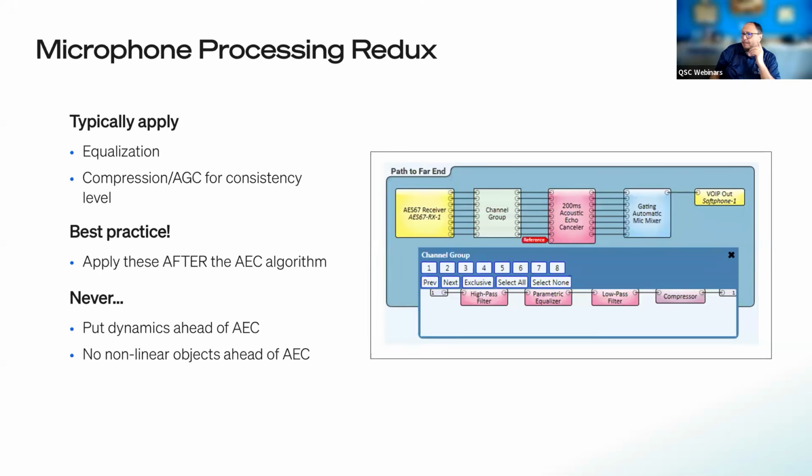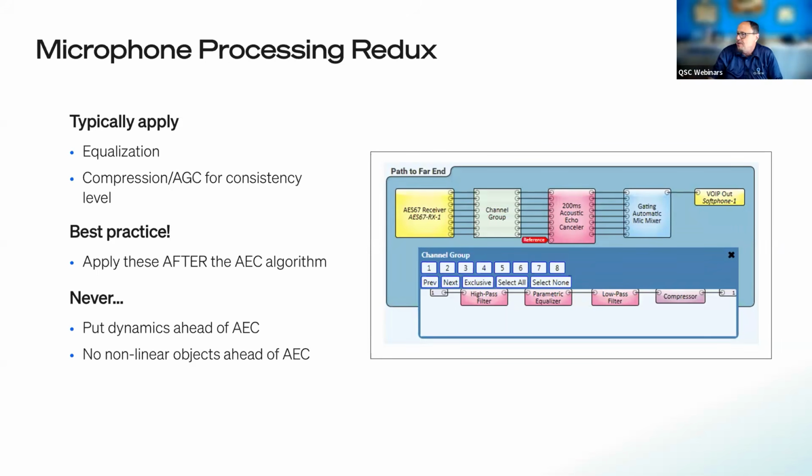Microphone processing typically applies equalization, compression, AGC for consistency and level like that. Best practices is you would apply these after the AEC algorithm. Never put dynamics ahead. This should have a big X on it. This is the wrong picture. But essentially, best practices, you bring your mics in and you'd want to do, yeah, I got to fix that one. I'm going to make a note here. So you never want to put these dynamics ahead of that.